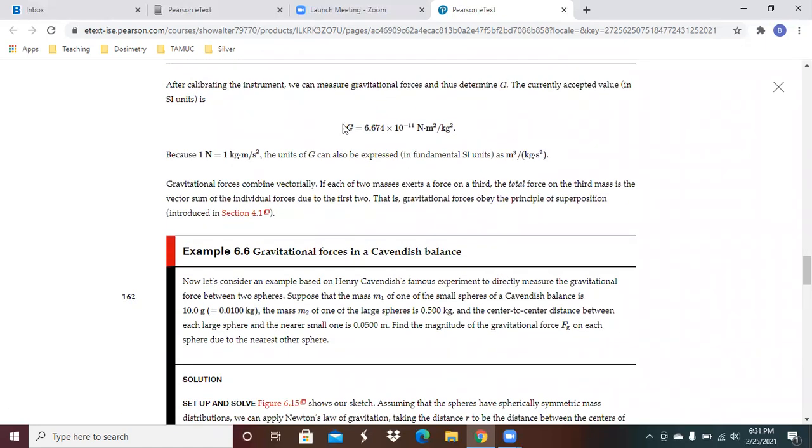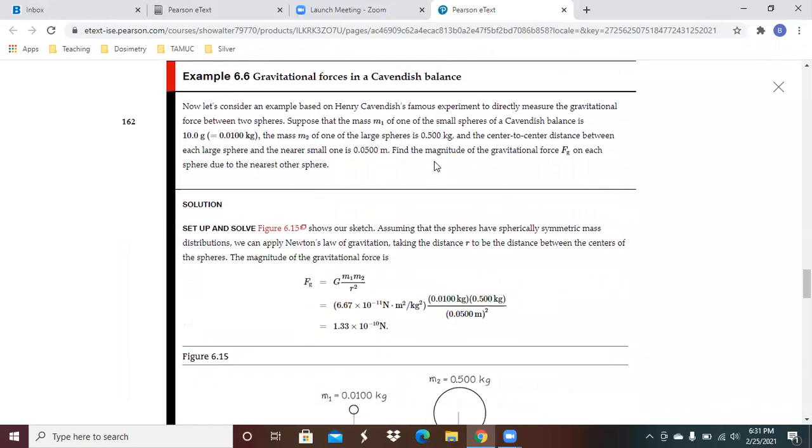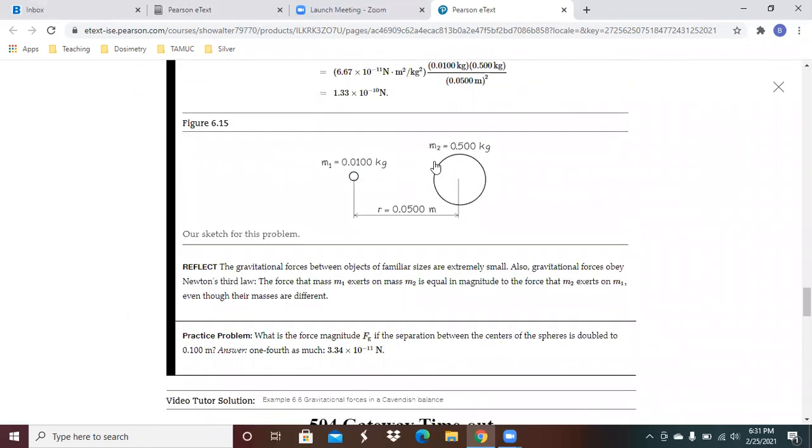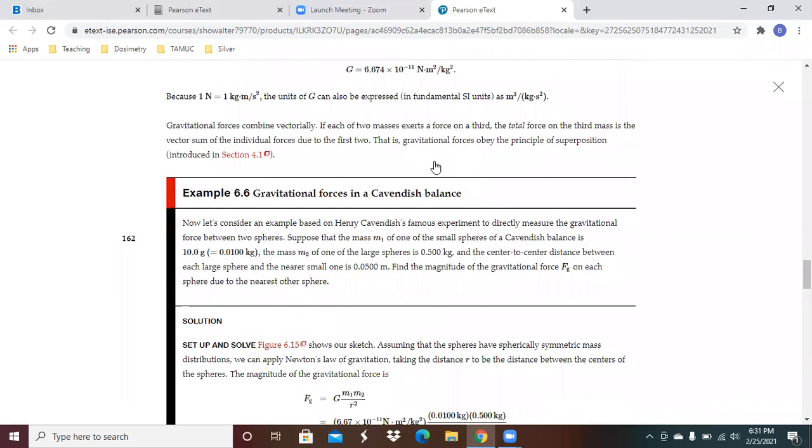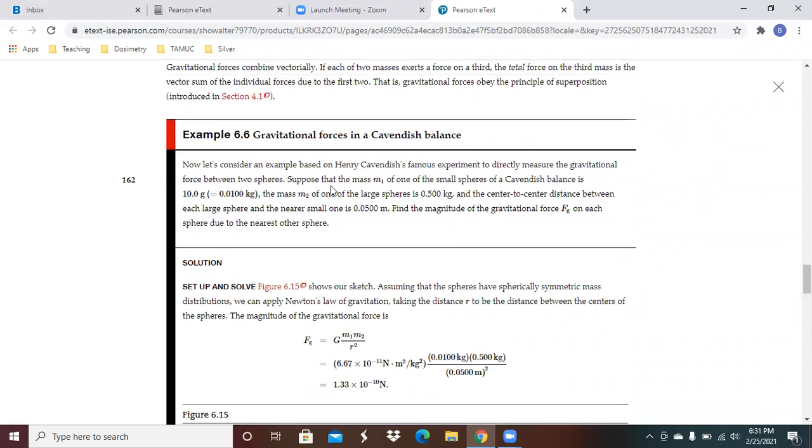For most of our purposes here, we're just going to use the value of G. We're not going to worry about trying to compute it. All right.